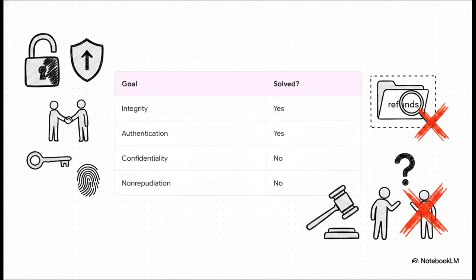Why? Because both the sender and the receiver possess the exact same shared secret key. If a dispute arises, the receiver cannot definitively prove to a judge that the sender created the message, because the receiver themselves has the technical capability to forge it using that same shared key. Achieving true non-repudiation requires asymmetric cryptography with public and private key pairs. Crucially, HMAC also does not provide confidentiality. Anyone intercepting the network traffic can still fully read the plaintext contents of the refunds file. They just can't alter it without getting caught.